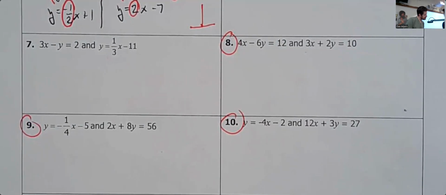What's that? So if it's a y equals, an x equals. Okay. Eight, 9, and 10. Yeah, I know.